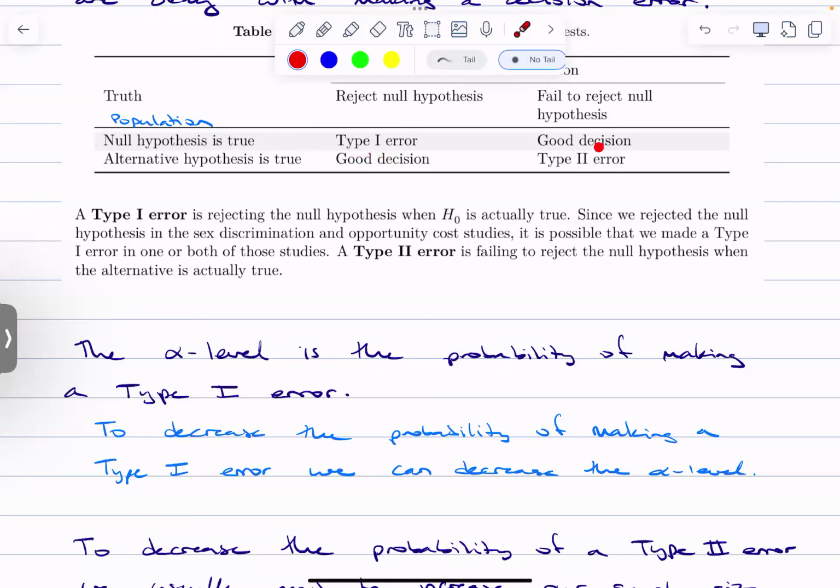If they're innocent and you say they're innocent, then that's fine. That's a good decision. If the alternative hypothesis is true, that's the same as, okay, if they're guilty and you know they are, then if you give them a guilty verdict, that's a good decision, right? Whereas if you say, oh no, you're innocent when they're actually guilty, that's a type 2 error, right? And so you can attach those to different scenarios.